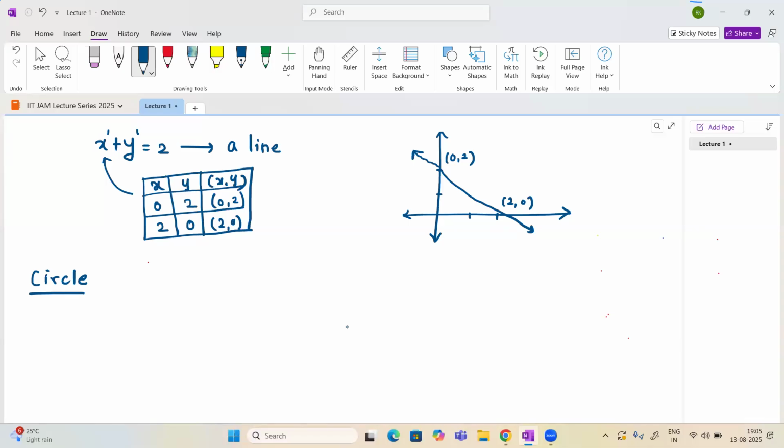Circle. Anyone knows the standard equation of a circle? x square plus y square is equal to r square.